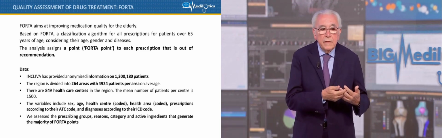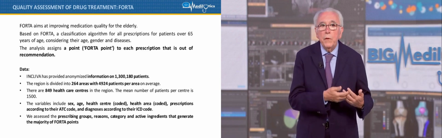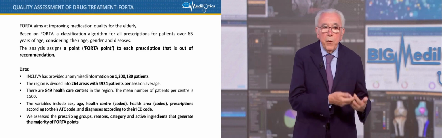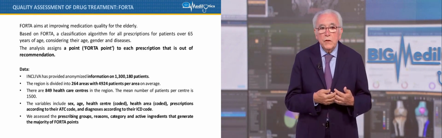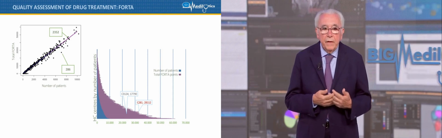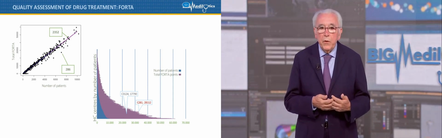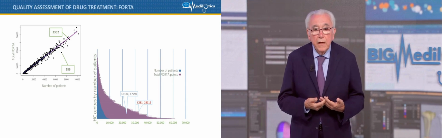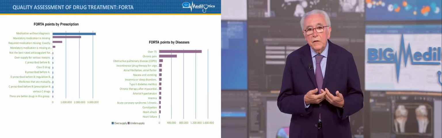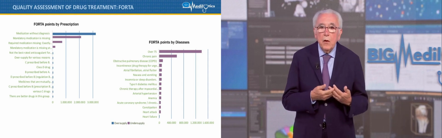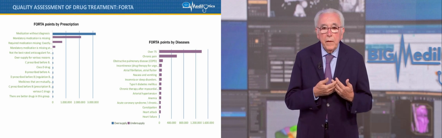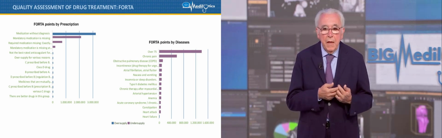And then in this slide, you will see how to compare the number of subjects with the number of points obtained. And this was obtained for each of the more than 800 healthcare centers that we have in our community. And in the next slide, you will see a summary in which you consider the distribution according to the disease and according to the management of the patients in terms of medication.